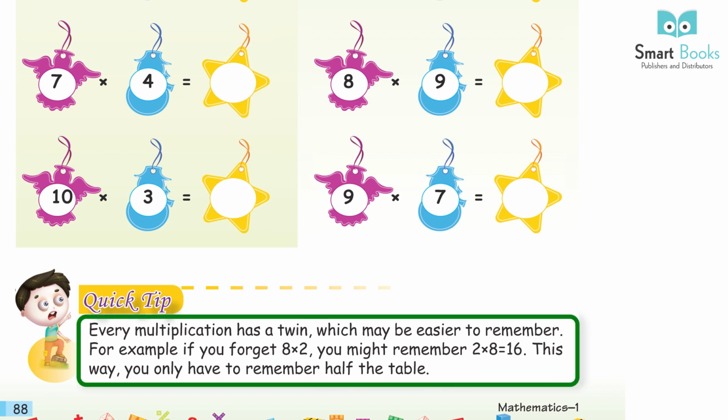Quick tip. Every multiplication has a twin, which may be easier to remember. For example, if you forget 8 into 2, you might remember 2 into 8 is equal to 16. This way, you only have to remember half the table.